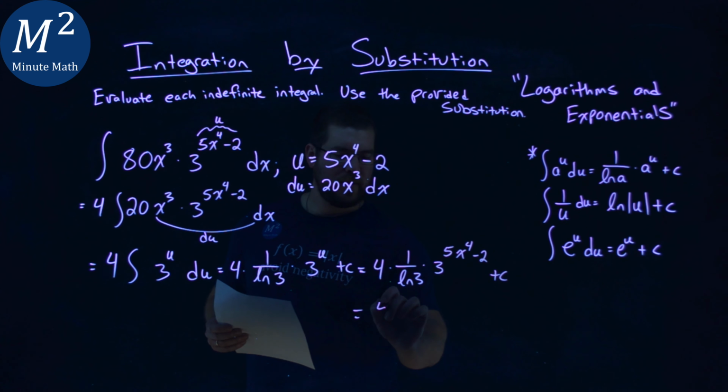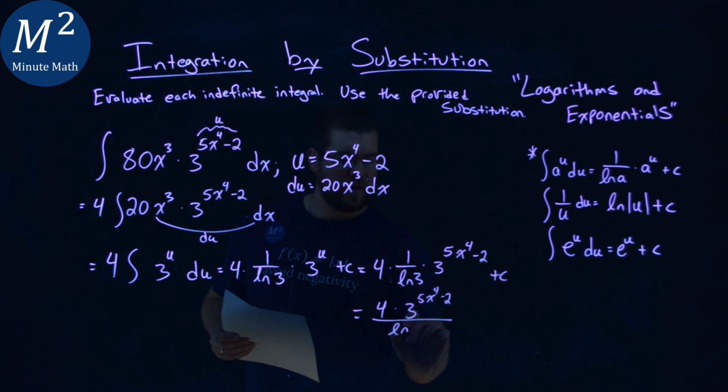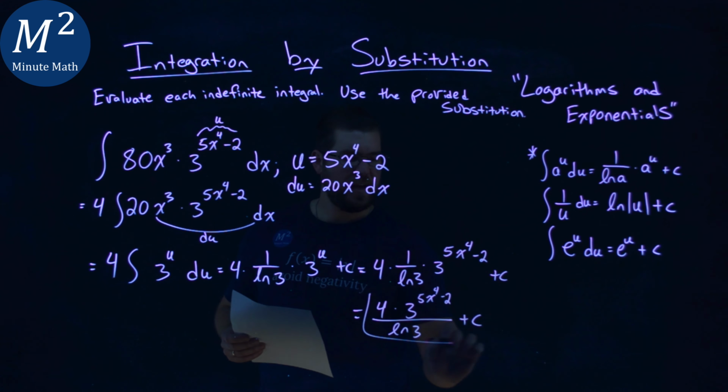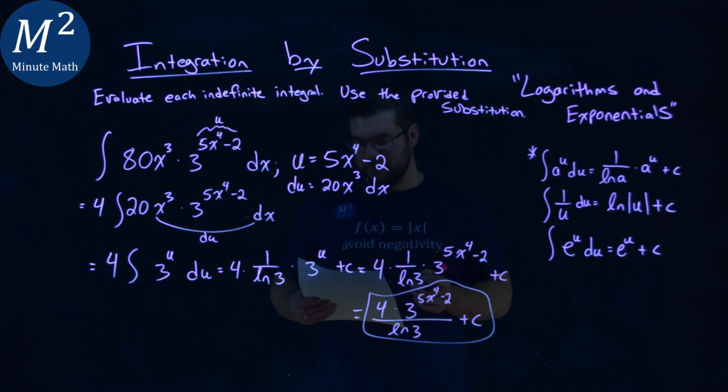I can write it together as one big fraction as 4 times 3 to the 5x to the fourth power minus 2 over natural log of 3 plus c. Either way works for me, but that is our final answer.